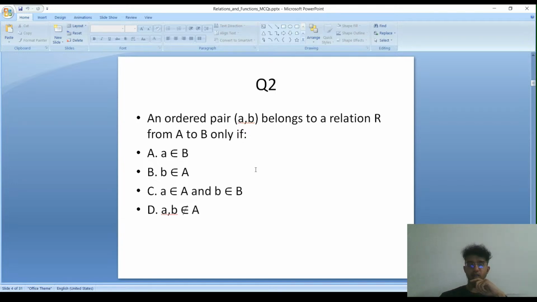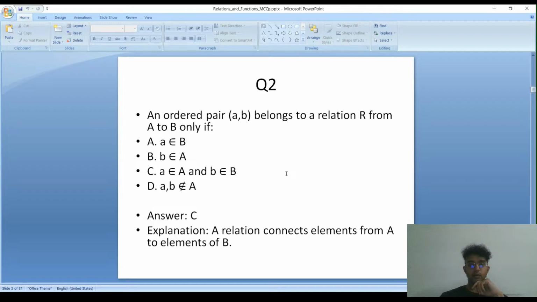Most of you say C, and C is indeed the right answer. A relation connects elements from A to elements of B, right? That's correct. Next question.